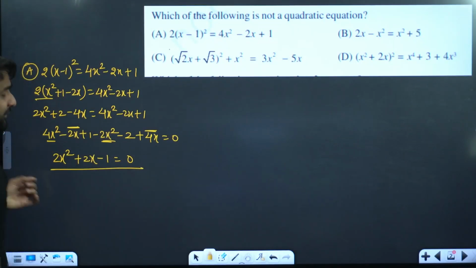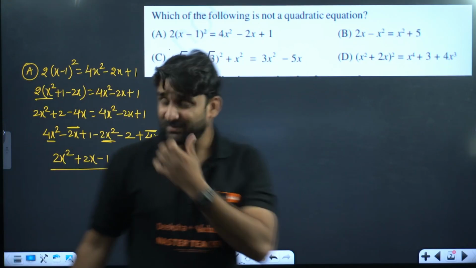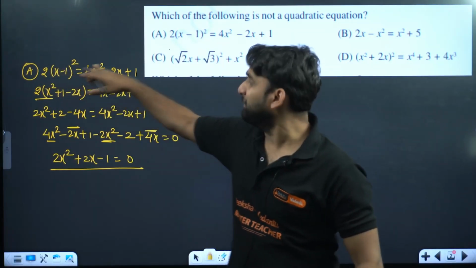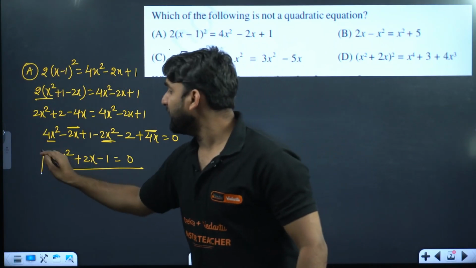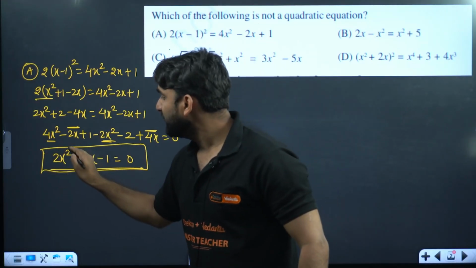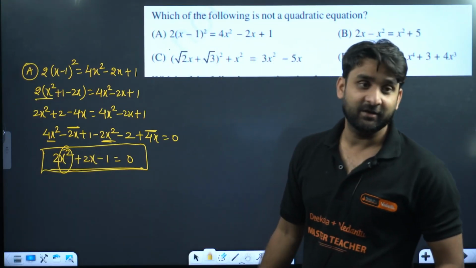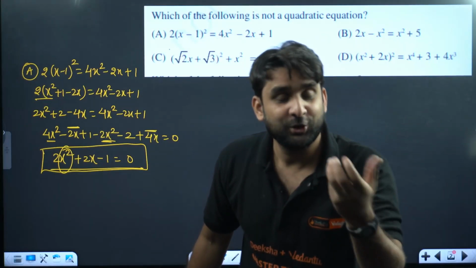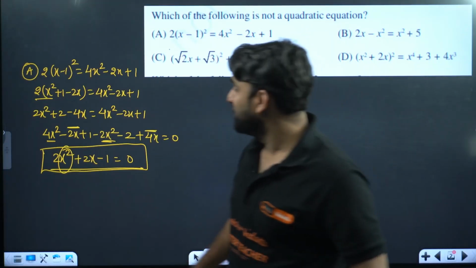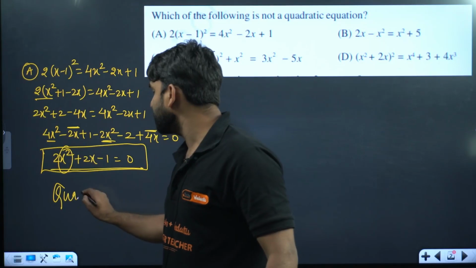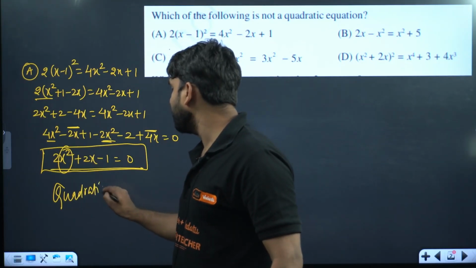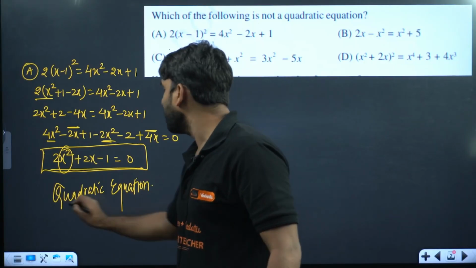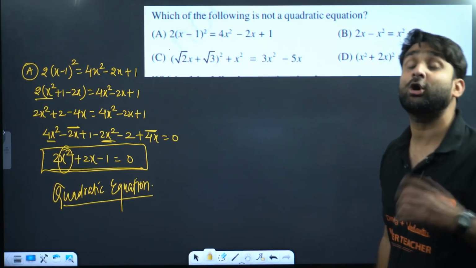My dear, if you look here, after simplifying this equation, we are getting this result. Can you see x square is present, and the presence of x square is enough to identify a quadratic equation. So this is correctly a quadratic equation. But the question is, we have to check which one of the given equations is not a quadratic equation.